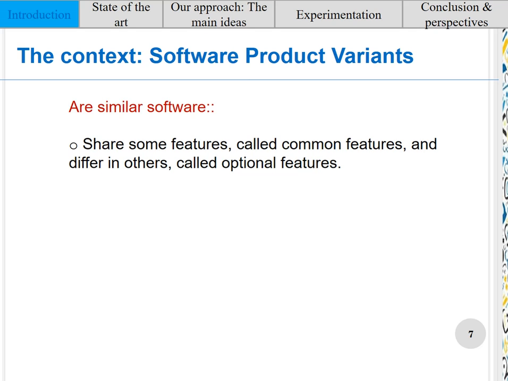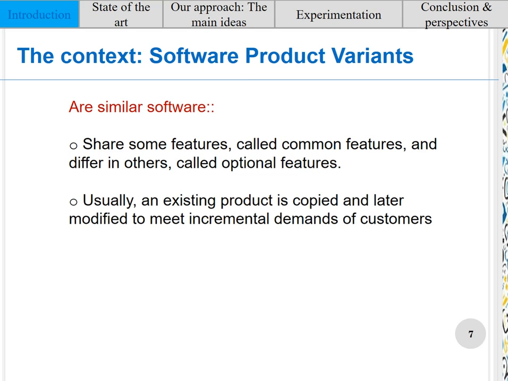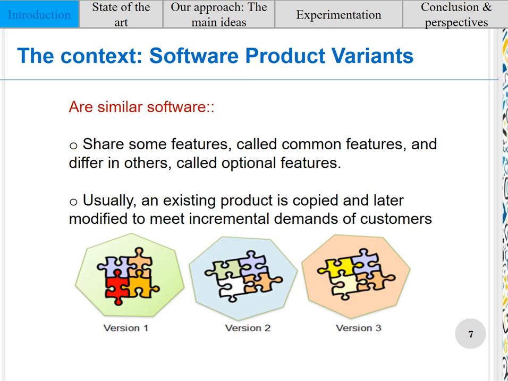So, what are the software product variants? They are similar software which share some features called common features and differ in others called optional features. Usually, an existing product is copied and later modified to meet incremental demands of customers.